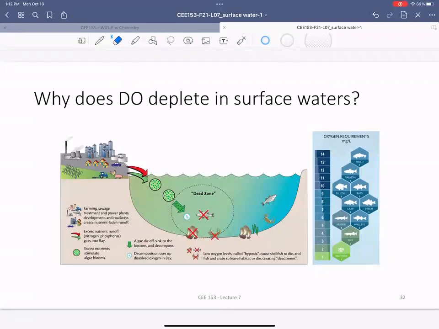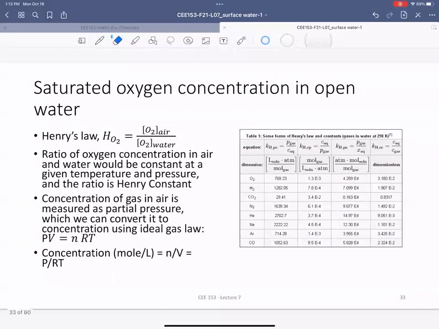So a lot of times, people say algae does photosynthesis, so that means you should increase the oxygen concentration. Yes, as long as they don't die, right? The moment they die, those organics are going to become food for bacteria. So that's one of the reasons we have to come up with a term. It's called biochemical oxygen demand, where it predicts how much oxygen we'll have in water.